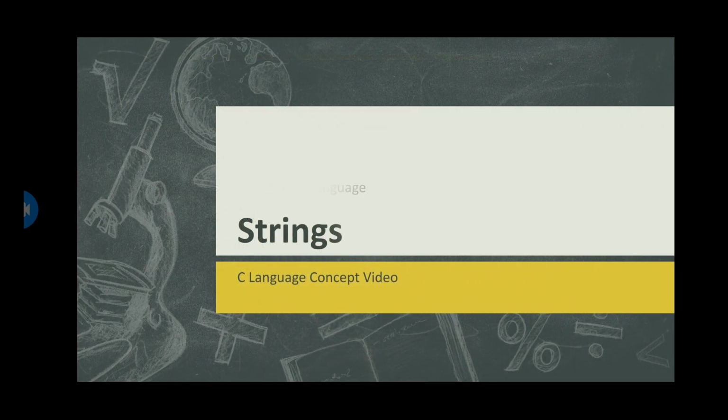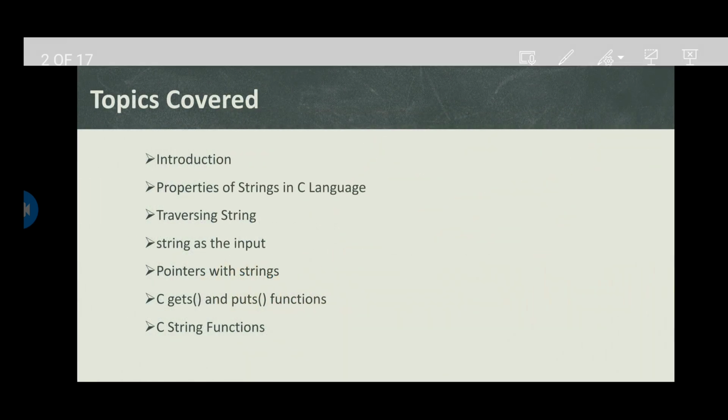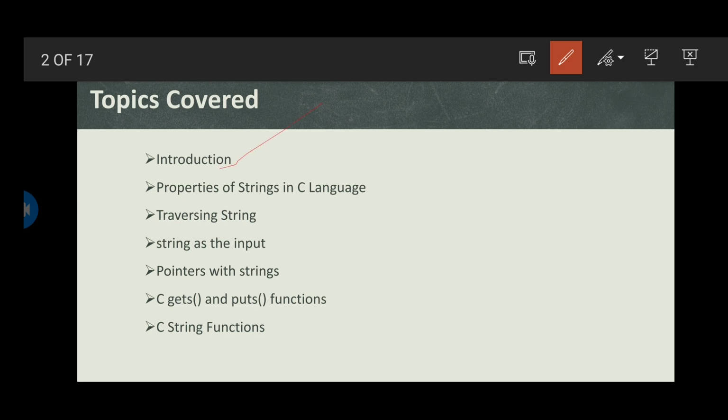I will first introduce the topic, and later I will discuss some properties related to strings in C. Next, I will discuss some methods of initializing a string. Later, how to take a string as an input. We know how to take a character as an input in C, but for strings there are various methods of input and output, formatted and unformatted. We will discuss both.